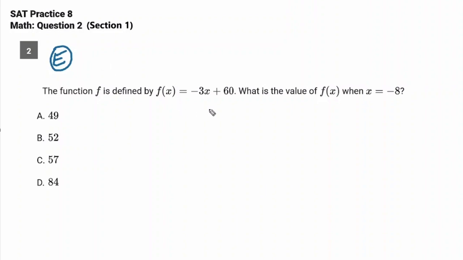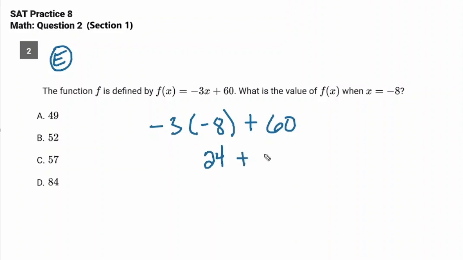All you got to do is every time you see an x, you're going to put in a negative 8. So it's negative 3 times, there's an x, negative 8 plus 60. Negative 3 times negative 8 is 24, plus 60, don't be ashamed to use your calculator. Guys, it's 84. And that's answer choice D. So you move pretty quick through this one, you get it right, and you move on.